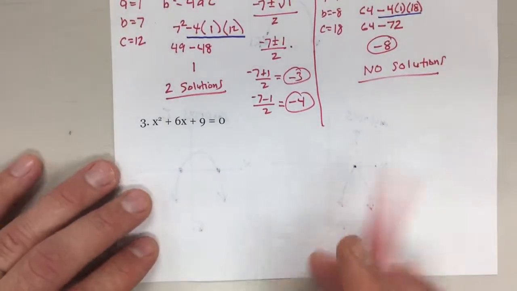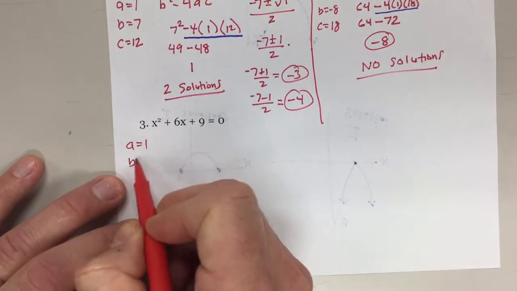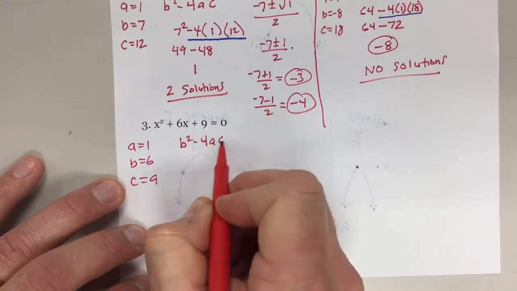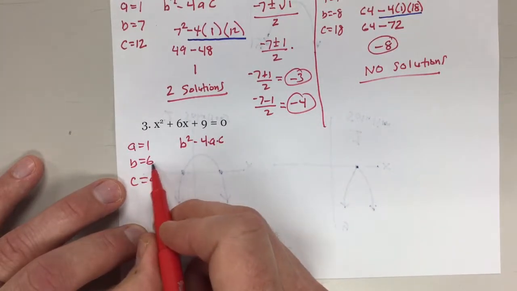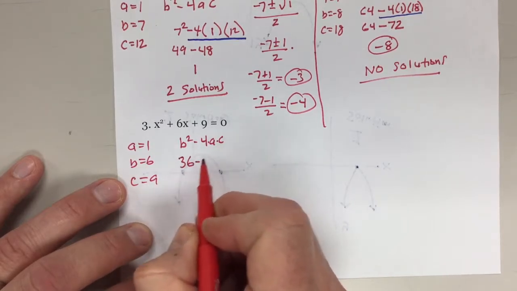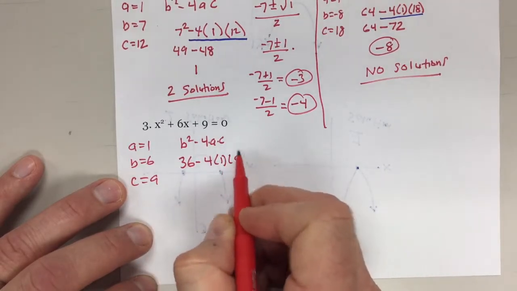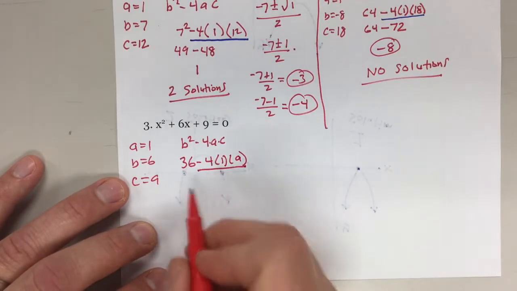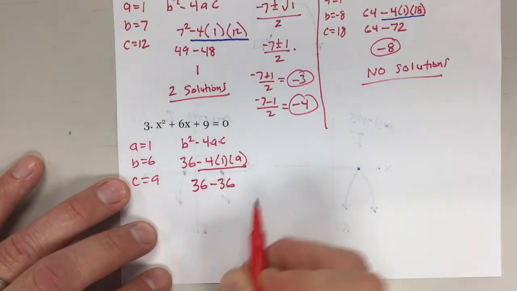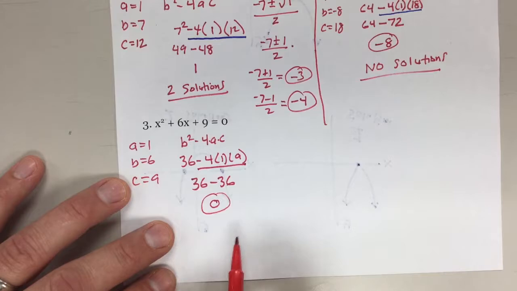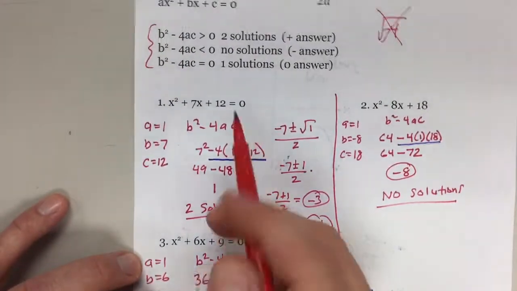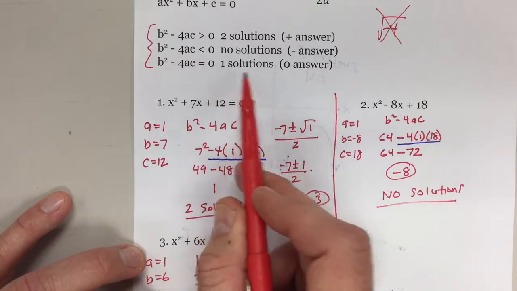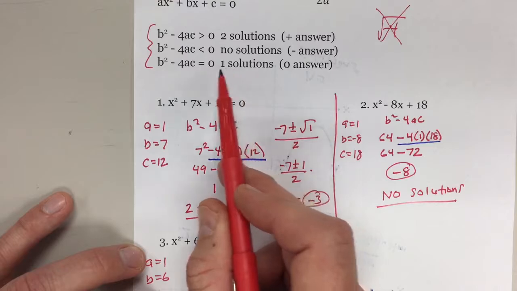Here's my third example. Again, I'd write down a is 1, b is 6, c is 9. So I'm going to fill in b squared minus 4ac. So b is 6, so 6 squared is 36. Then minus 4 times 1 times 9. Multiply these together. Negative 4 times 1 times 9 is negative 36. So it's 36 minus 36, which is 0. When the discriminant is 0, it means there's only one solution. Okay? So when it's 0, one solution.